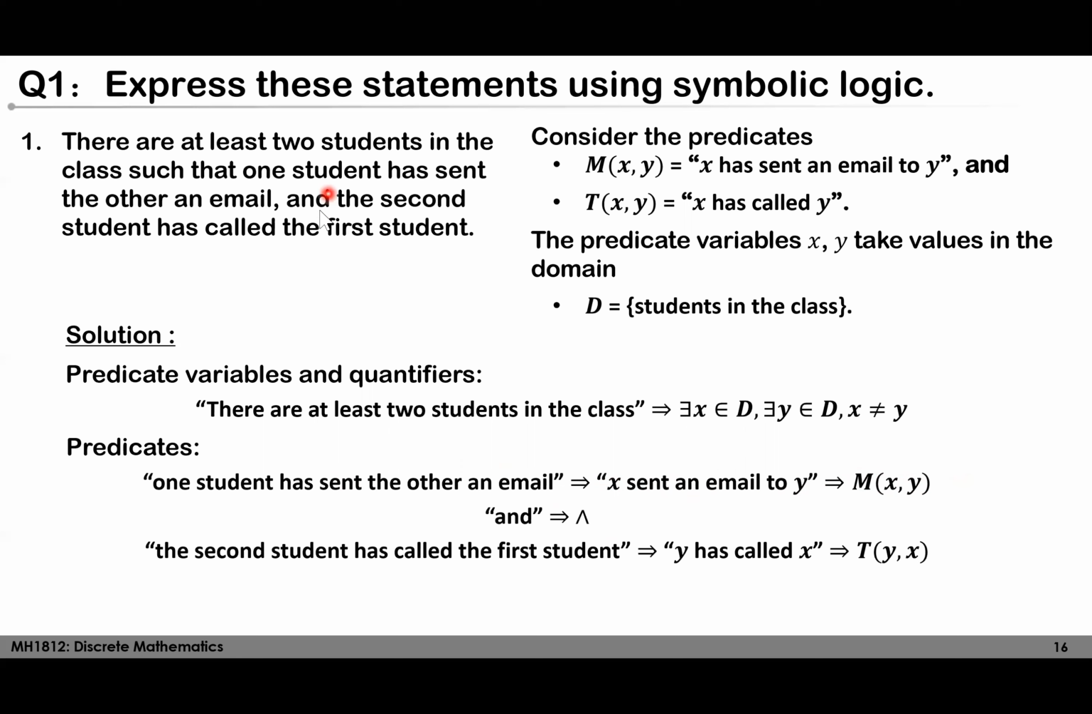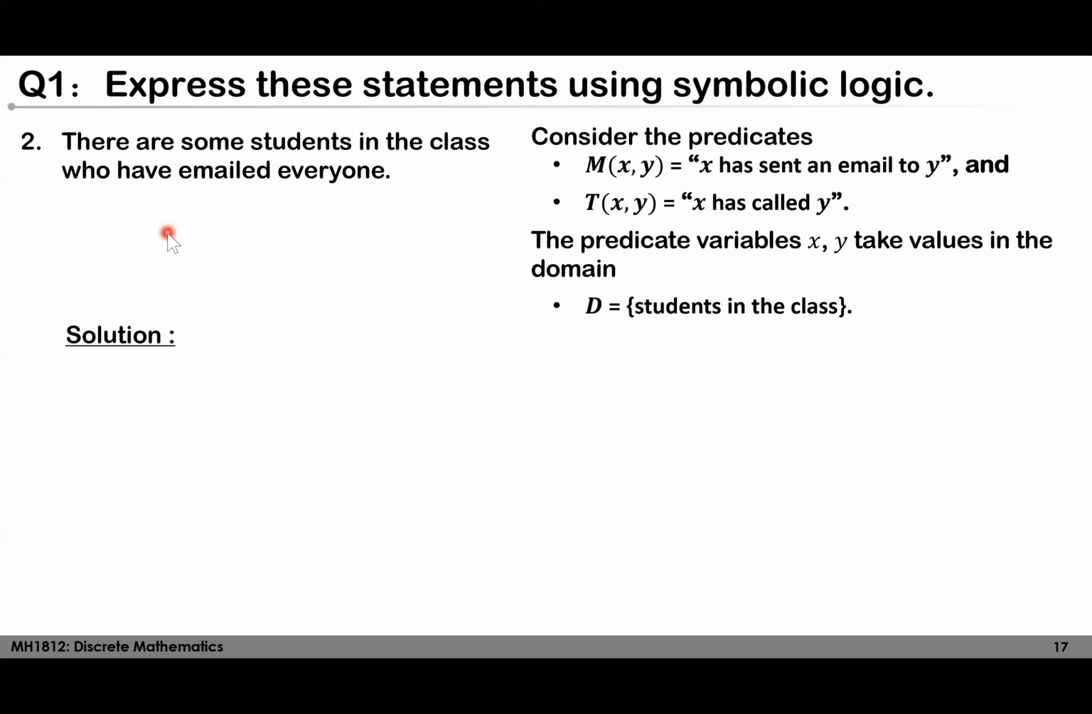And there is an "and", which translates to the conjunction of another predicate. The second student has called the first student, and the second student y has called x, and that is T of y x. So the final answer is there exists x in D, there exists y in D, x not equals y, M of x y, and T of y x.